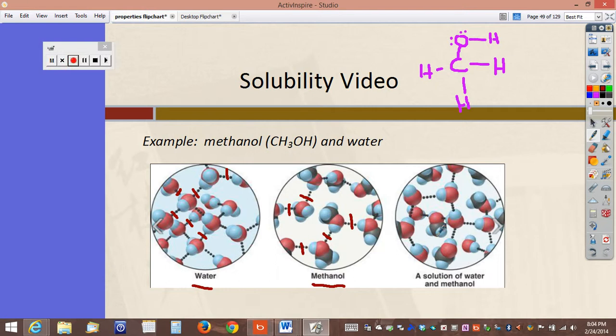The third step, the methanol and the water, or the solute and the solvent, have to form attractive forces with each other. And that's what we're seeing here. The water's slightly negative end goes to the slightly positive end of the next molecule. And it keeps going. Sometimes it's water to water, sometimes it's water to methanol. But since the methanol has a slightly positive and a slightly negative end, it can make an attractive force with the water. And as a result, it will dissolve.